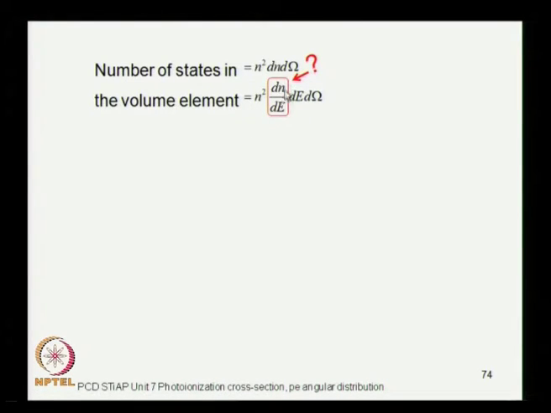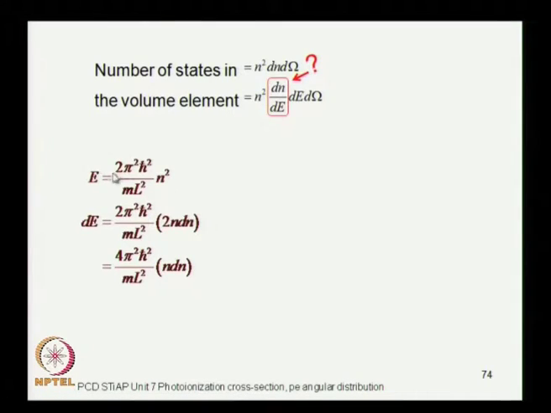Now, we need to find what is dN by dE. Now, dN, as I mentioned, is being treated as a quasi discrete parameter. So, to get dN by dE, you recognize that E goes as n square. That lets you determine dE in terms of dn, which is the differential in energy.